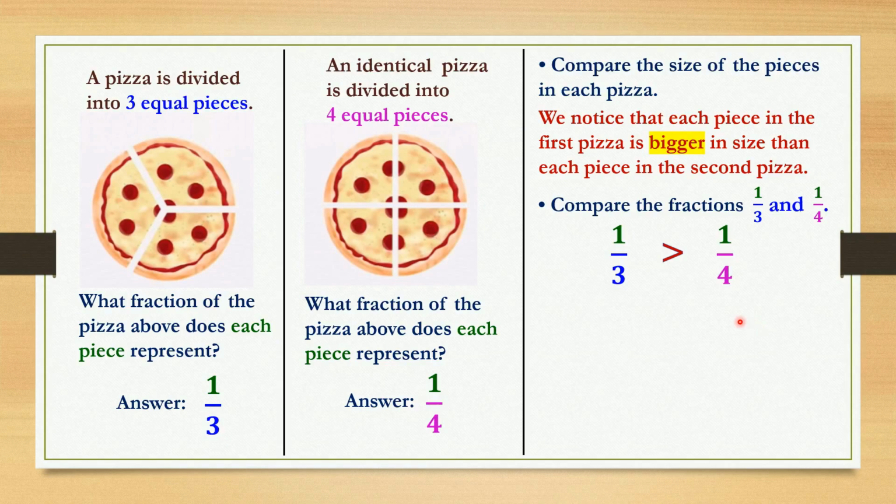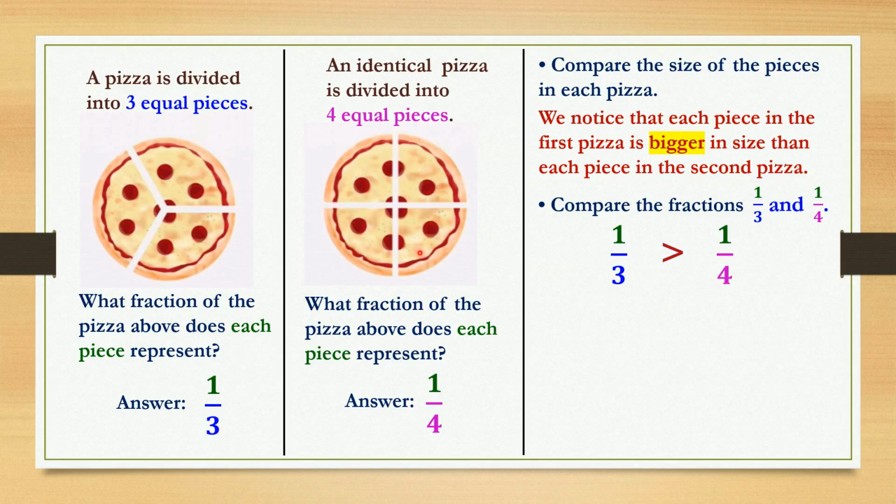Now let's deduce a rule. Here we notice that these two fractions have the same numerator 1. And the fraction 1/3 is the greatest fraction, although it has the smallest denominator. Why? If we divide a unit into a lesser number of pieces, the size of the piece will be bigger. And when we divide a unit into a greater number of pieces, the size of each piece will be smaller.